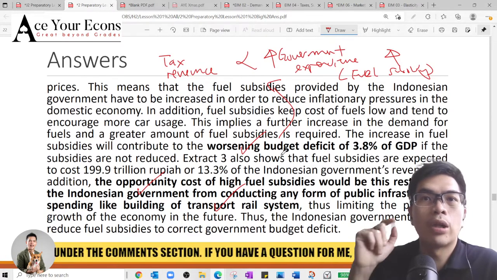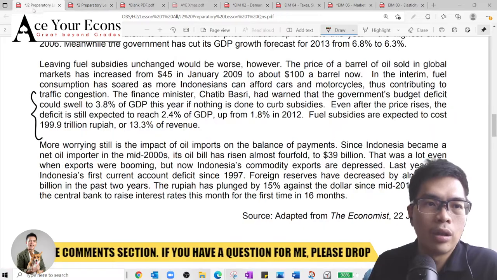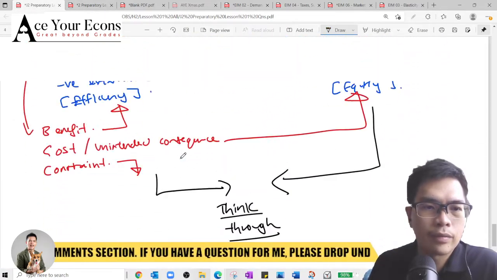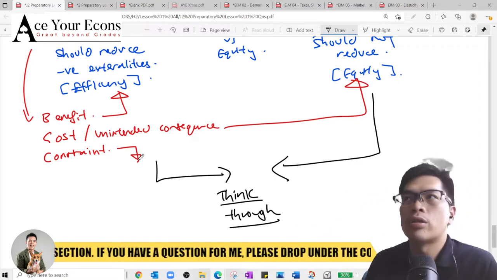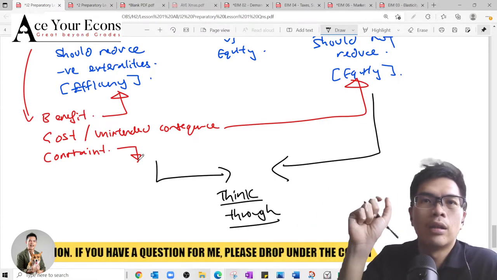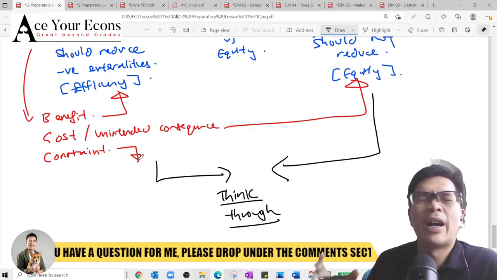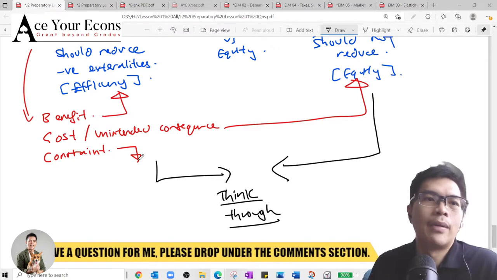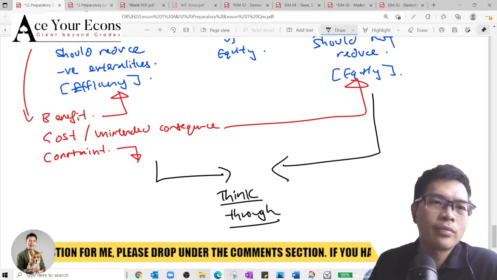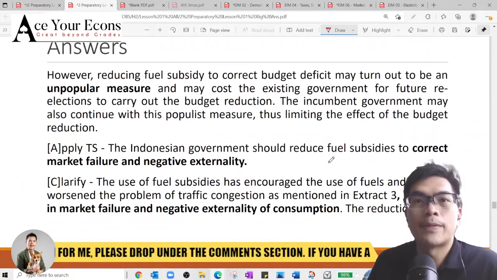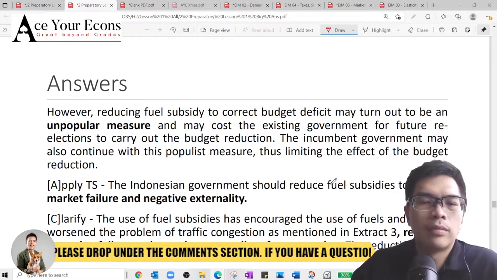So this is one of the considerations. If we use the BCC approach earlier on, you see the constraint here. So this is a budget constraint. Budget deficit and budget constraint, the idea behind these two are the same. Because of a budget deficit, this results in a constraint. You don't get to spend as you like.